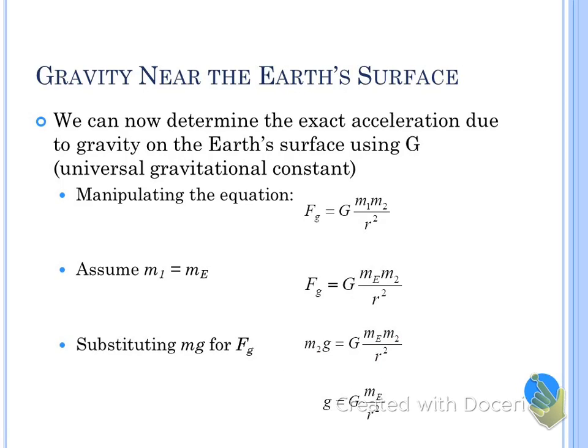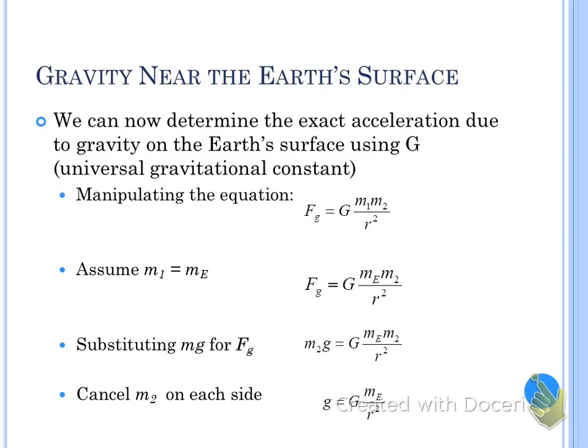When they're in the numerator on both sides, what can we do algebraically? We can cancel. So if we have M2 on both sides, I'm getting rid of M2, and that leaves me with the acceleration due to gravity is equal to the gravitational constant times the mass of the planet over the radius squared. This is ME for mass of the Earth. Right here, ME for mass of the Earth.